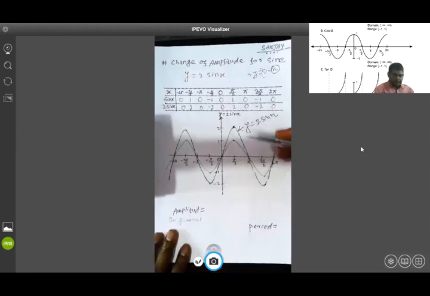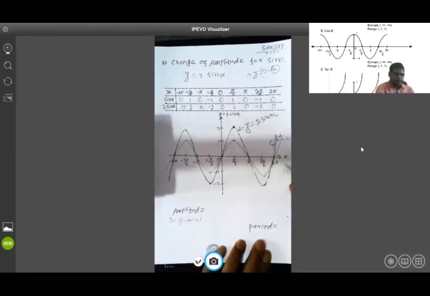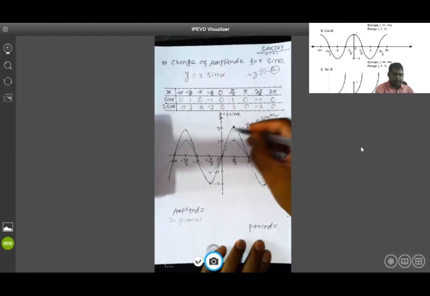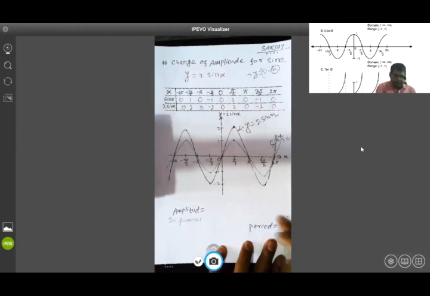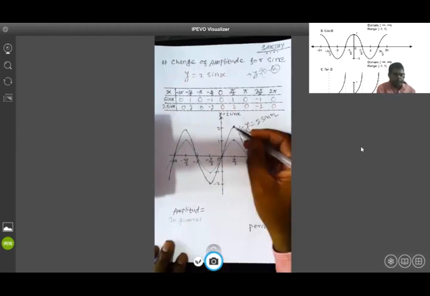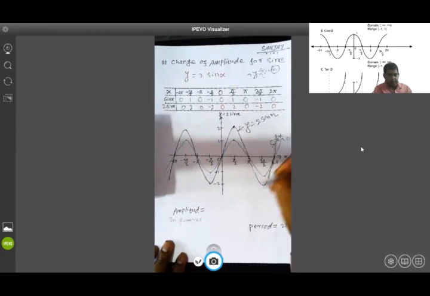So here you can see the period is still, it is 0 up to here half circle, up to here it is complete circle, then another circle will keep on repeating. So the period is 2 pi in this case, and the amplitude you can see, amplitude is maximum is 2 and minimum is -2, so amplitude is 2.